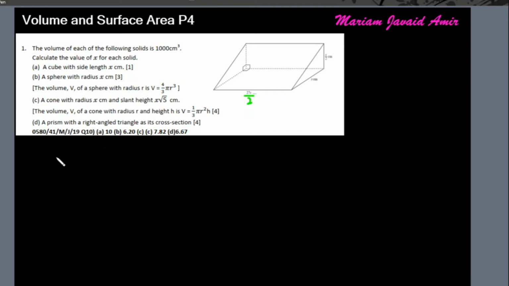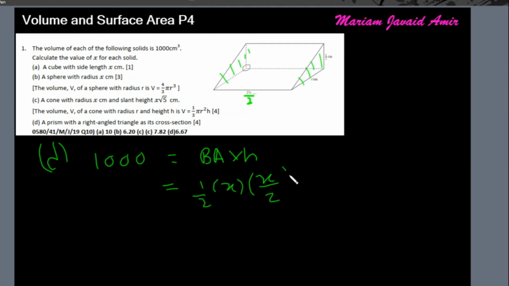Alright, so part D, a prism with right angle triangle at its cross section. So volume of the prism is given as 1000, and formula for volume of prism is base area times height. So base area is the area of the base or the side that is present twice in the figure, the exact same shape which is occurring twice in the figure, and also it's connected by a length which is called the height. So the base is this triangle whose area is half times base times height, and then times height of the whole prism, which is 27x over 2.